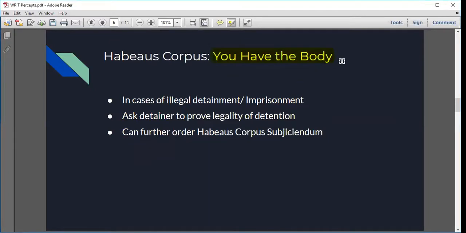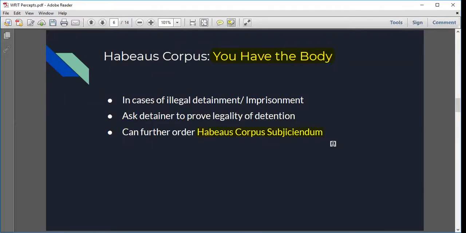Right, so when we talk about habeas corpus, there are two terms that we will be using: habeas corpus generally, and then the term habeas corpus subjiciendum. So what is habeas corpus? It means you have the body; that is the general translation from Latin of habeas corpus.